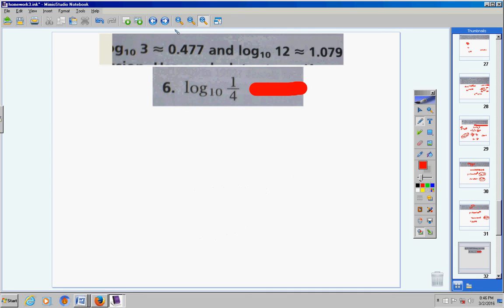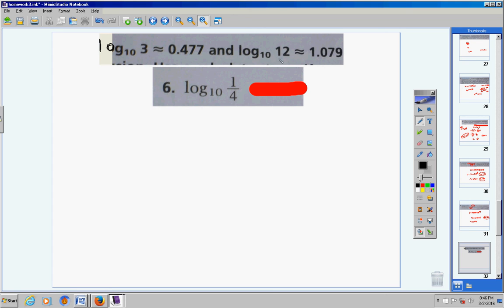Okay, here we go, number six. Now here, guys, what they want us to do is to use this information and to solve this logarithm. Now on your test, I'm not gonna let you use a calculator on these, so don't use a calculator. We're gonna have to solve this the long way. That's gonna be difficult to do, but look at the directions. If you look at the directions, they tell you the logarithm of 3 and the logarithm of 12.